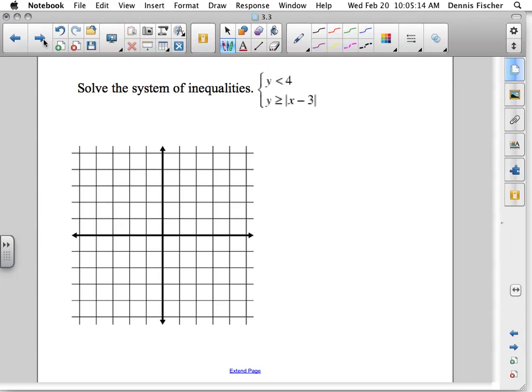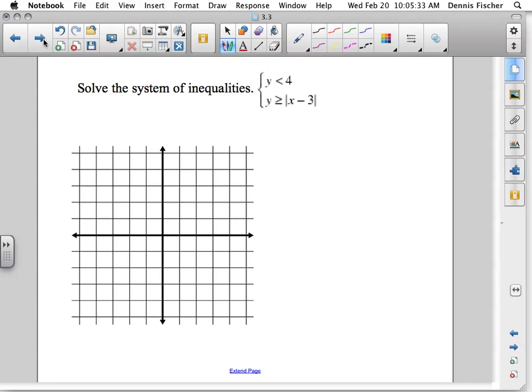But the second equation is not really a line, just one. What is it? Absolute value. So it's a little different, right? Not much. Now comes the hard part. Let's see who remembers. x minus 3 inside the absolute value brackets, correct?